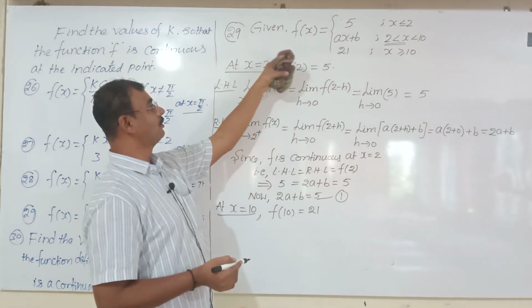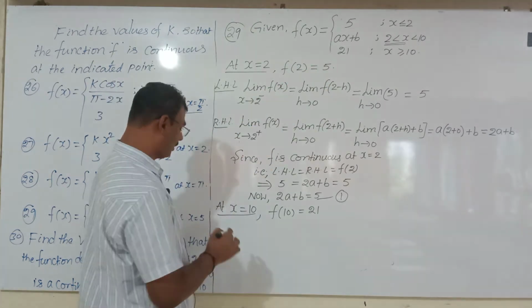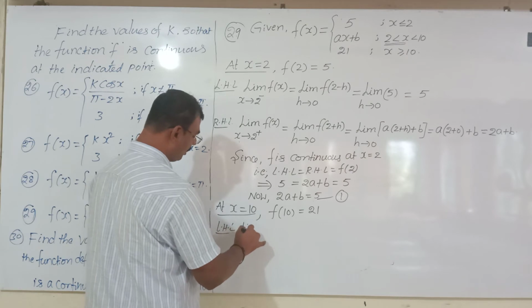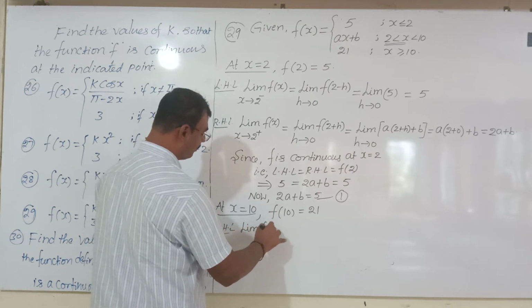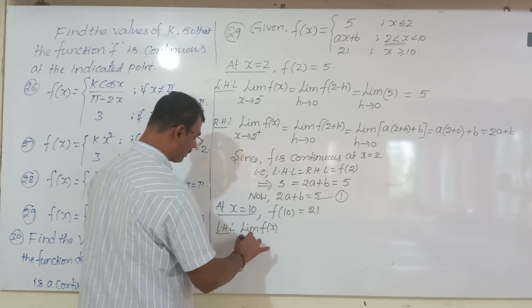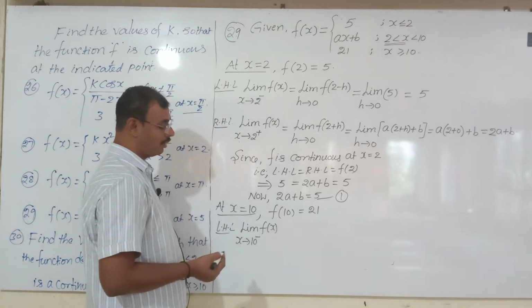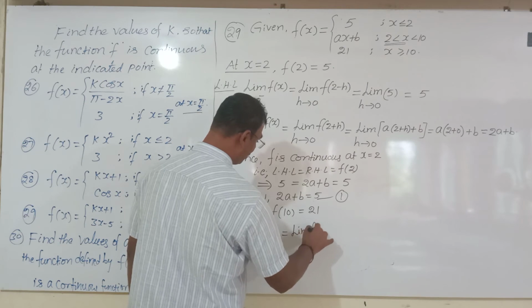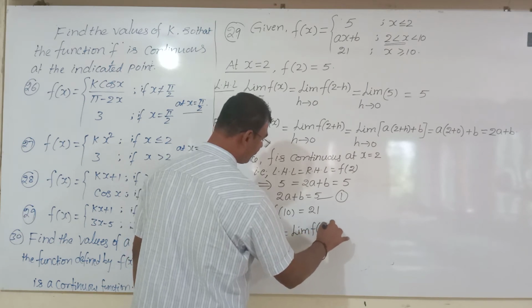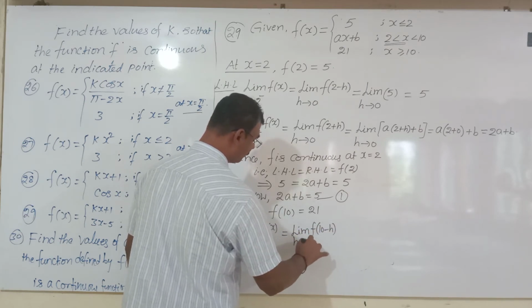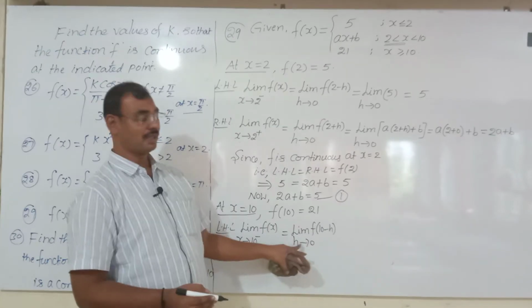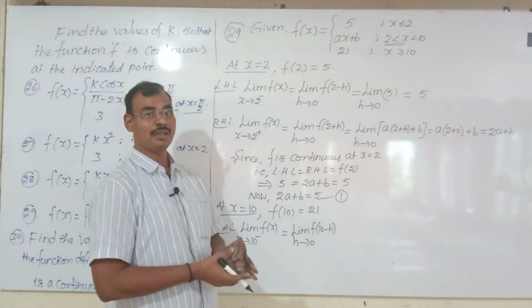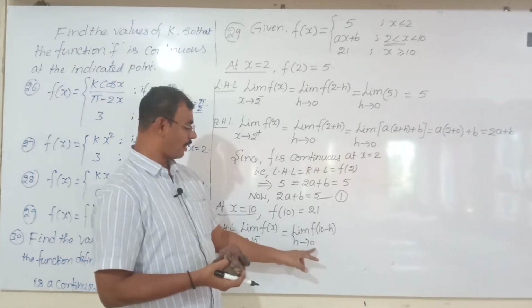Hereafter, we have to find the breaking conditions. Left hand limit: the limit of f of x as x approaches 10 minus is equal to the limit of f of 10 minus h as h tends to 0. This is the method. You should change it like this. Next, it is free from the complication.